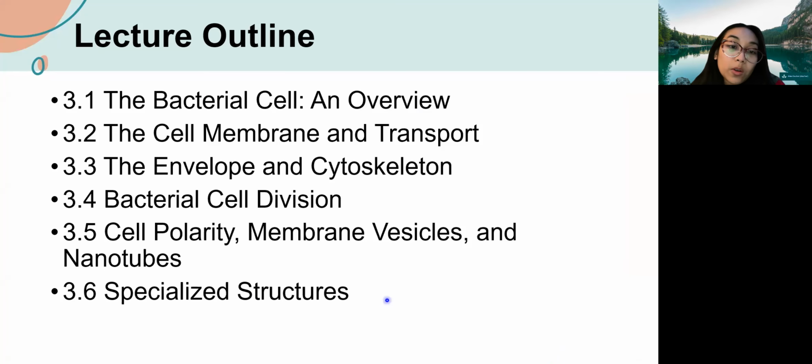We're going to basically go through exactly how the book has formatted it. So we're going to talk about the bacterial cell as an overview, then we'll go over the different parts of the bacterial cell, starting with the cell membrane and cell transport, then the envelope and cytoskeleton, cell division, cell polarity, different kinds of structures, vesicles, nanotubules, and then other types of specialized structures as well.